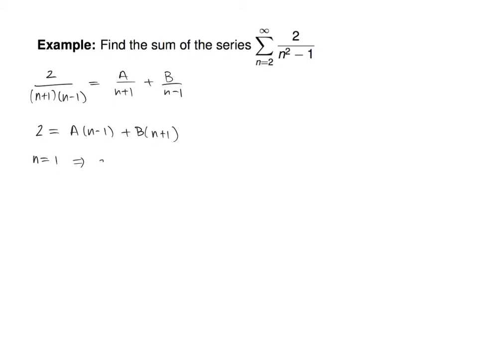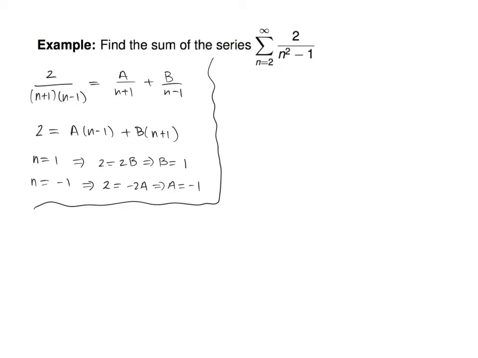You get 2 equals 2b, and therefore b is 1. And when you plug in n equals -1, you get 2 is negative 2a, and a is -1. Okay, so sort of saving that, we can make this series into a sum from n equals 2 to infinity.